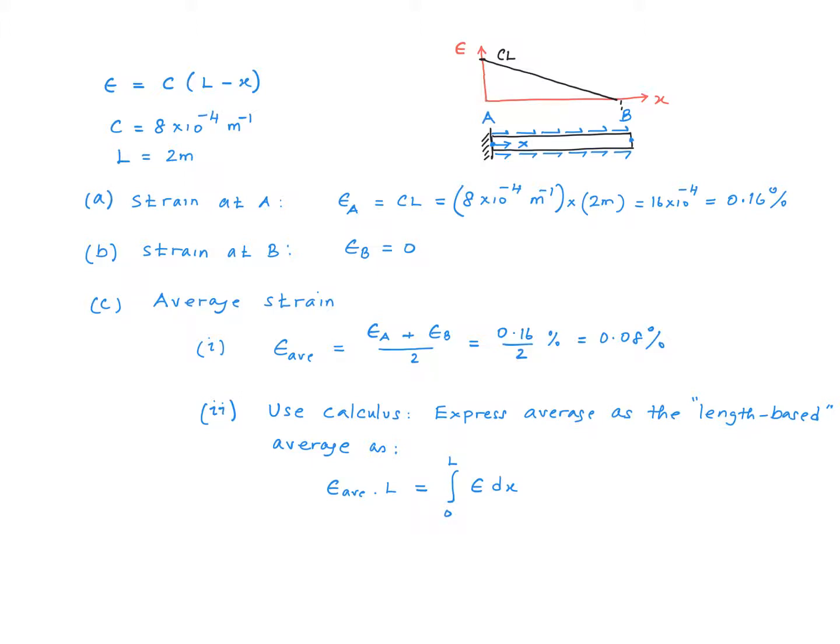Since epsilon varies with x, we would typically use what is called the length-based average. Here is the equation for that. You simply say epsilon average times L must be equal to integral of epsilon times dx going from 0 to L. Now you substitute this function for epsilon, integrate and apply the limits. Epsilon average times L therefore works out to be CL squared over 2, and therefore epsilon average is simply CL over 2. We get the same value of 0.08% for epsilon average as in the first method.